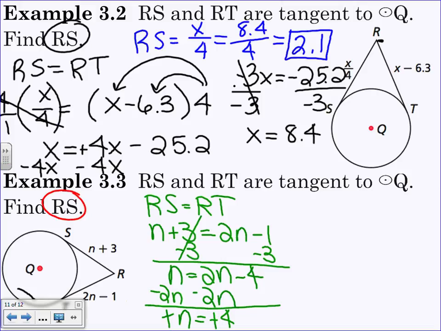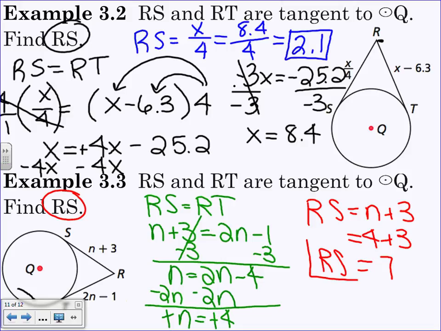Again, this one wants us to solve for RS. So RS was originally n plus 3. Substitute 4 in. We get that RS equals 7. If we plug 4 back into the other equation, 2 times 4 is 8, minus 1 is 7, so we still get the same answer. Okay, any questions on this?